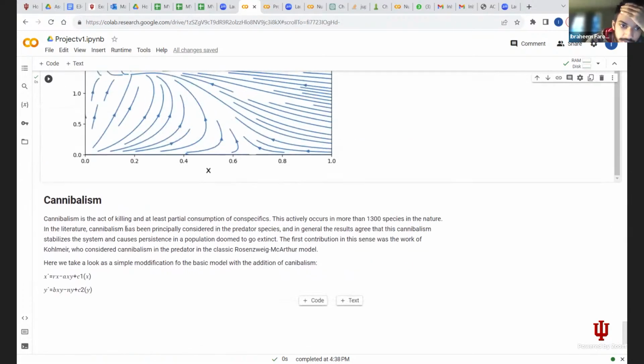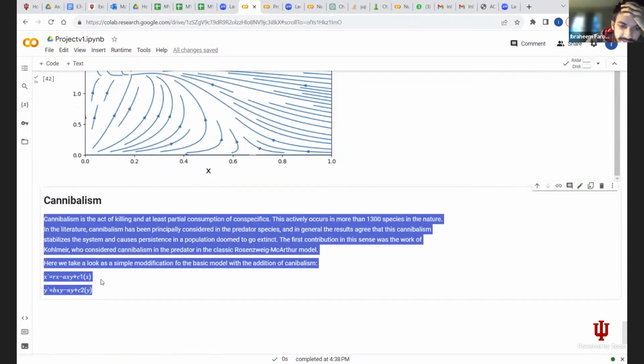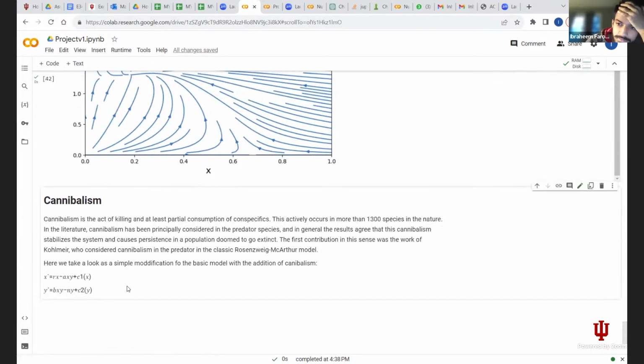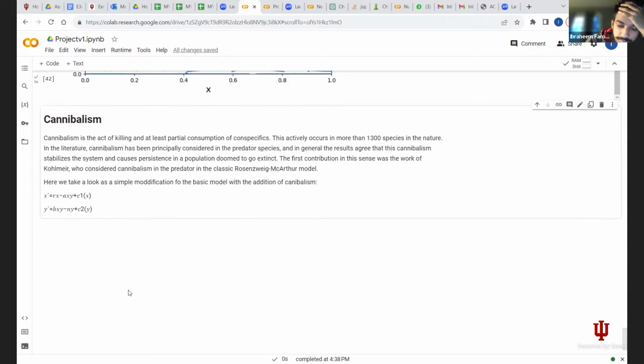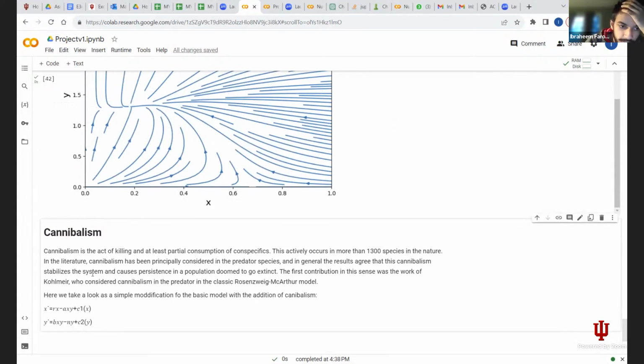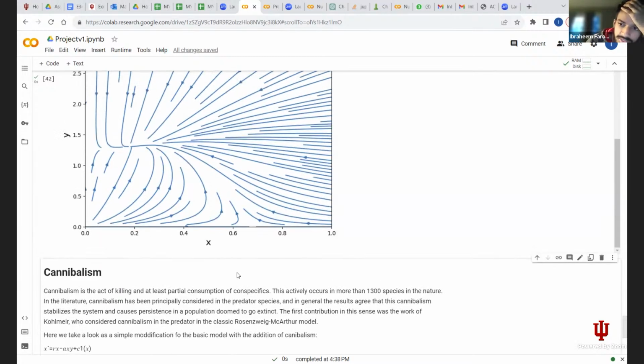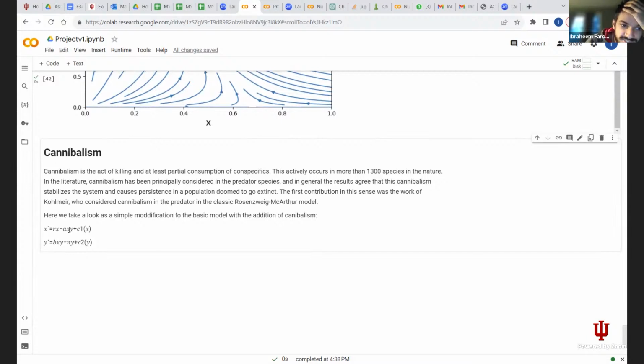So the last one that I wanted to do, I didn't have enough time to implement into code basically, but we were going to do cannibalism. And cannibalism is even easier than the Allee effect and the fear effect because it is just taking the original Lotka-Volterra model, which is this, and then adding this cannibalism function, which is C1 of X or C2 of Y. And hopefully this will be done by next week.